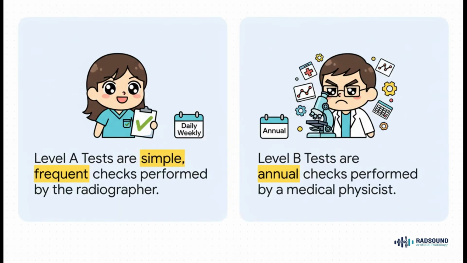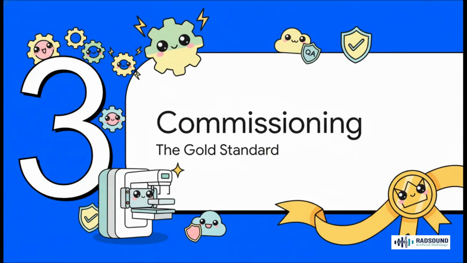And those QC tests are split into two levels. You've got level A tests. Those are the simple, frequent checks, think daily or weekly, that the radiographers do right there on the front lines. Then you have level B tests. That's when you call in the cavalry, the medical physicist, for the complex, deep dive, annual tests that require some pretty specialized gear. So where does all this begin?